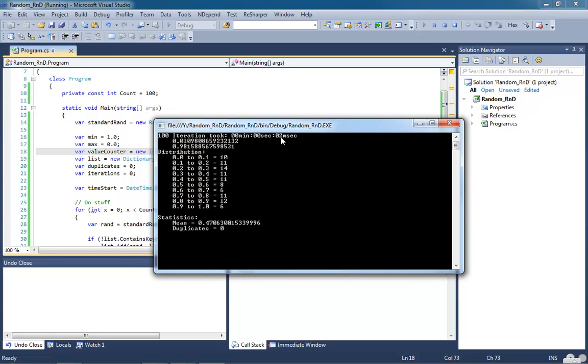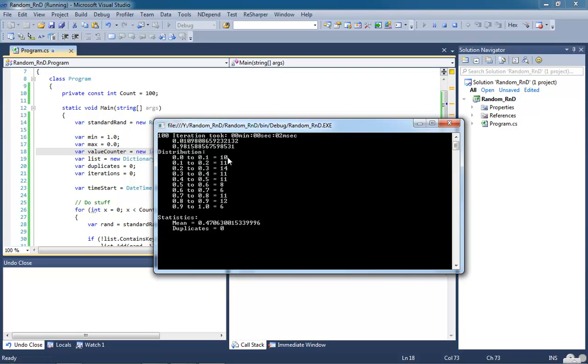All right, it took 2 milliseconds to run through 100 iterations. Yeah, see, look, I misspelled the iteration. I wasn't going to say anything. And then our min value is at 0.01, so not quite 0, and 0.98, not quite 1. And we've got our distributions here. I'm going to go back and clean this up in a little bit too.